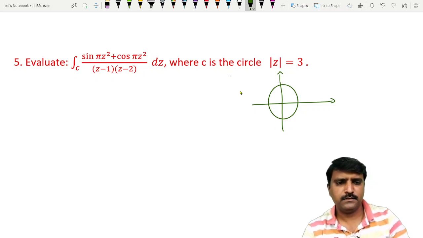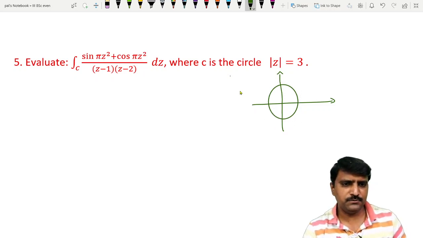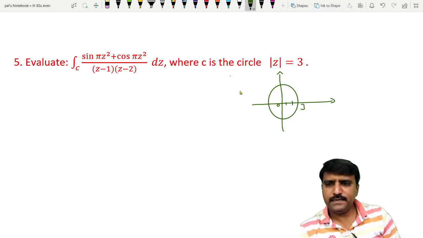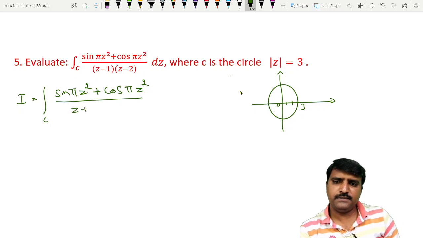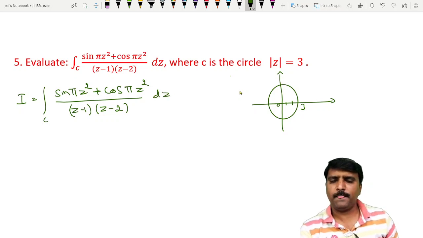Okay, so you take these points 1, 2, 3 like that. This is the origin, 1, 2, 3. Yes, you take this integral I is equal to integration over C of sin pi z square plus cos pi z square divided by z minus 1 into z minus 2 dz.